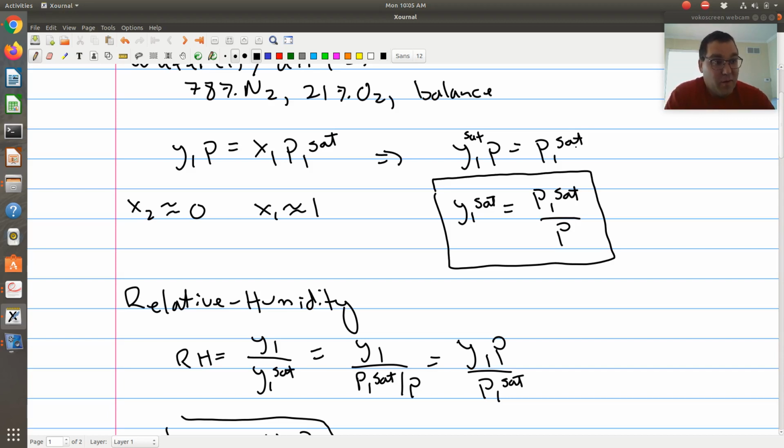Remember, we're talking about pure component phase coexistence. Here we have air involved, so it's not pure water. Now we have air, and the effect of air is essentially to reduce my pressure. So it's going to reduce the partial pressure of water.